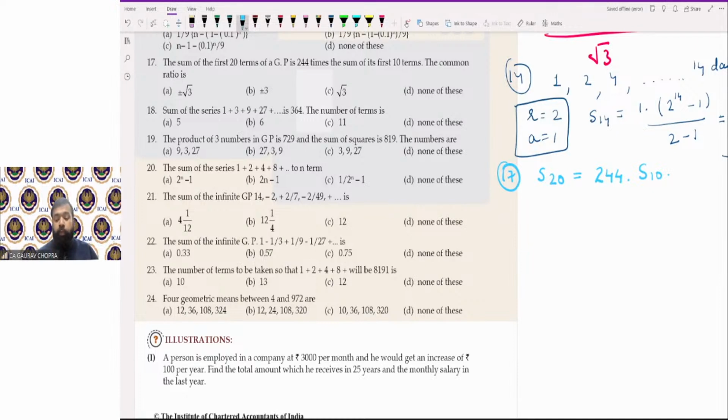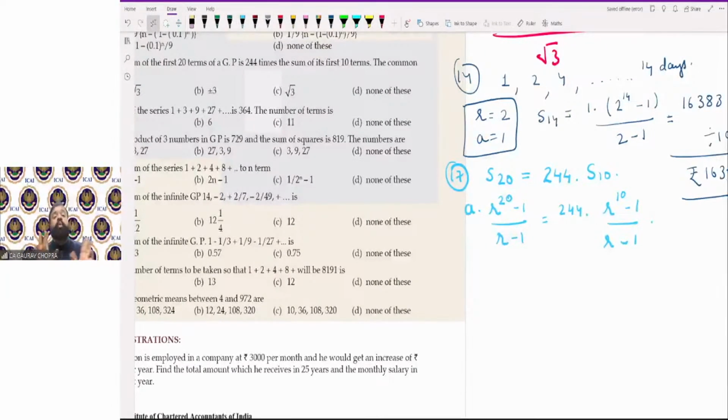Now you can apply the formula of sum. So A into R to the power of 20 minus 1 upon R minus 1 is equal to 244 into R to the power of 10 minus 1 upon R minus 1. So you have applied the formula on both the sides. दोनों तरफ हमने formula apply कर लिया है. A and R are not available. Only the thing available is N. तो दोनों places पे N available था, उसको हमने put कर दिया है, substitute कर दिया है.